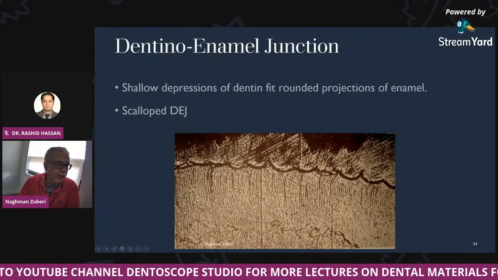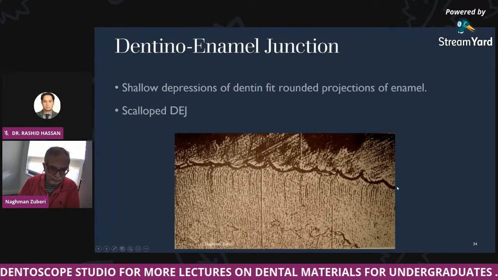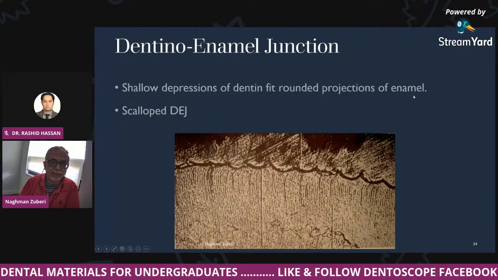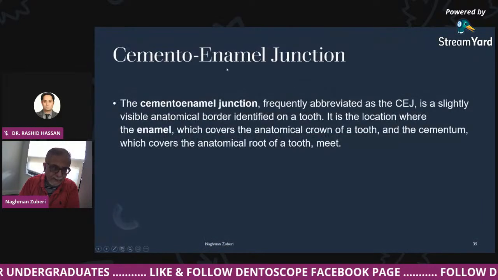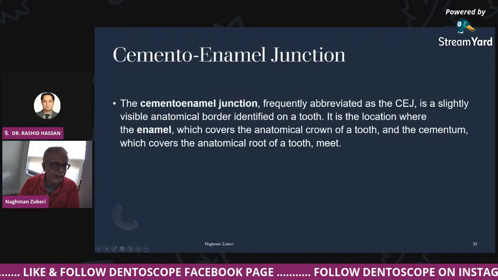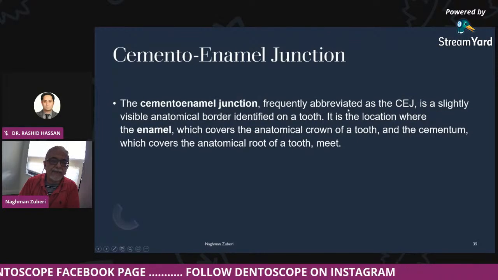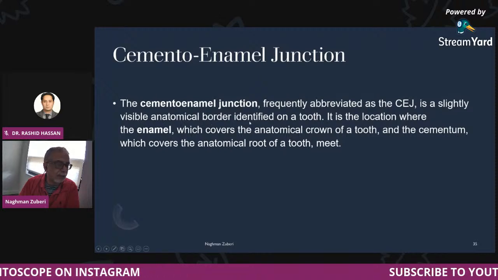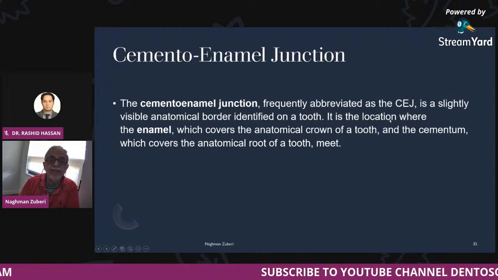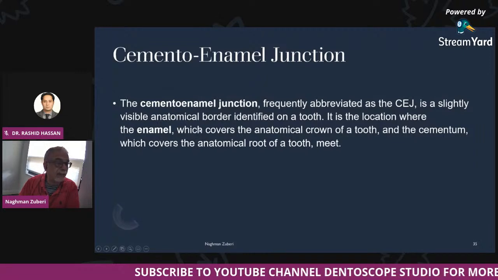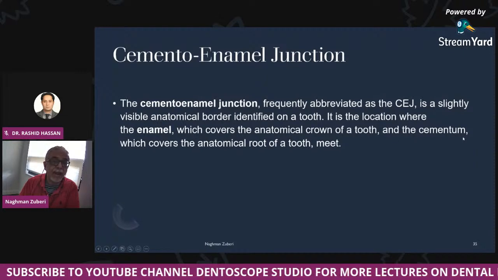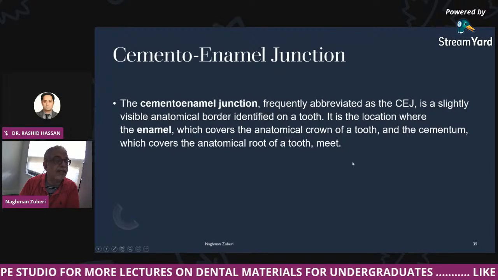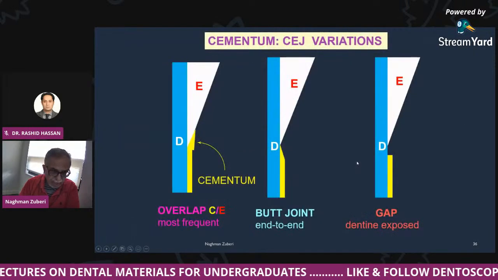Dentino-enamel junction, as I told you, is a scalloped or corrugated type of structure. It has shallow depressions of dentin fitting rounded projections of enamel. Cemento-enamel junction, frequently abbreviated as CEJ, is a slightly visible anatomical border identified on a tooth. It is the location where the enamel, which covers the anatomical crown of the tooth, and the cementum, which covers the anatomical root, meet. That is known as cemento-enamel junction.